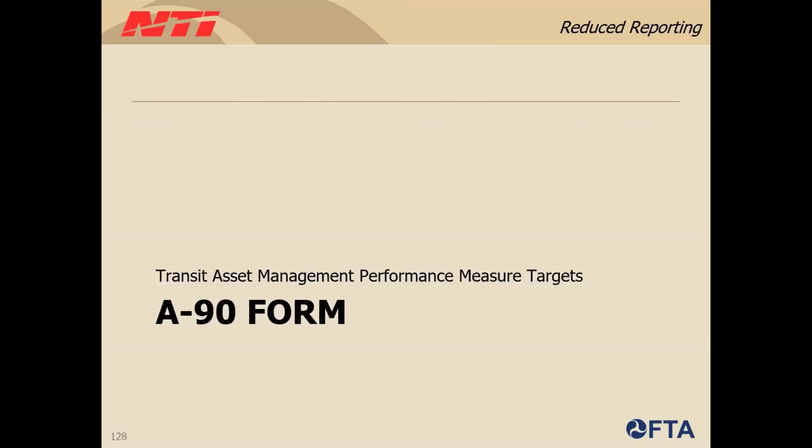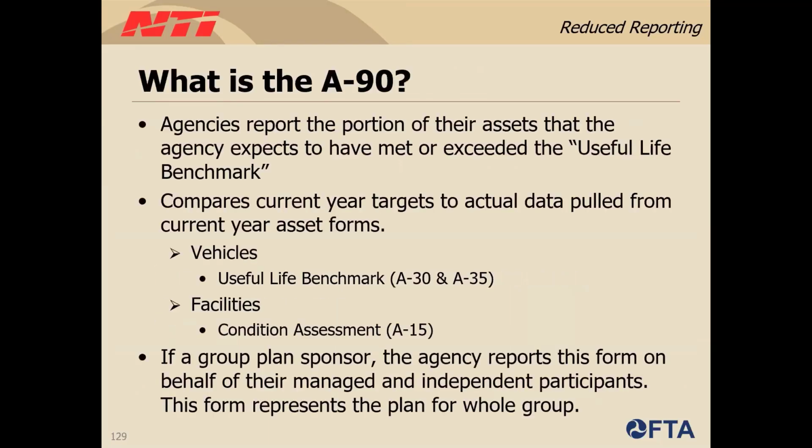Next is the A90 Performance Measure Targets form. On the A90 form, you will report targets for your asset performance in the upcoming fiscal year. This form compares data from the current report year asset forms to the targets entered in the prior report year. You are also required to submit a narrative report that outlines your agency's progress towards your performance targets.